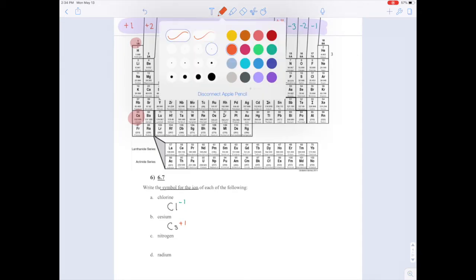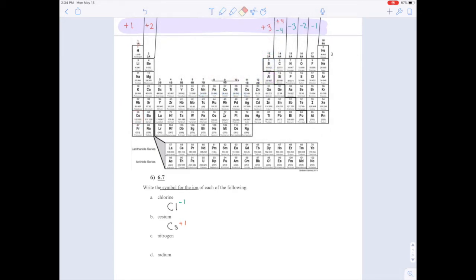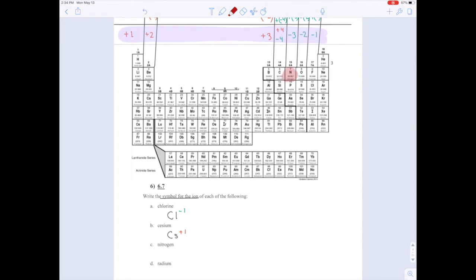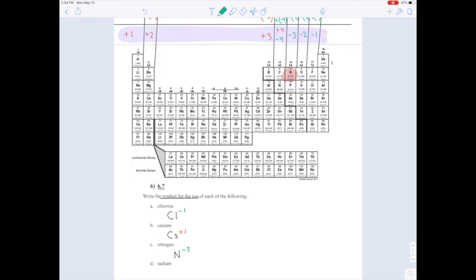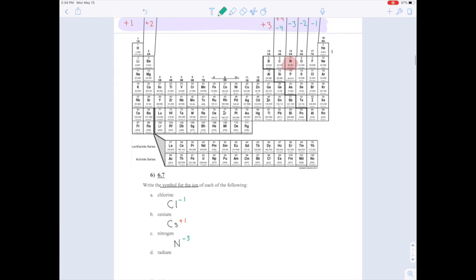How about nitrogen? Okay, well, nitrogen is sort of in the top right of the periodic table. It's right here. It's in group 5A. So we'll write capital N just to get the symbol there. Because it's in group 5A, it has a -3 charge. Everything in group 5A has a -3 charge. So we can write -3. And that's the symbol for the ion of nitrogen.